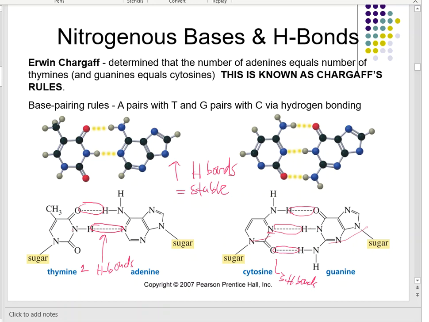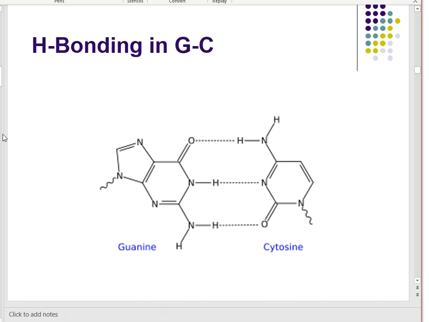So what you're seeing on the screen right now is basically the last slide that we ended up on in that lecture video. I'm just going to clear the screen out and zoom in on just G and C, and here you go. There is a representation of the 3 hydrogen bonds one more time. Also, look at these little squiggly lines. That means there's more to come. There's more than meets the eye here.